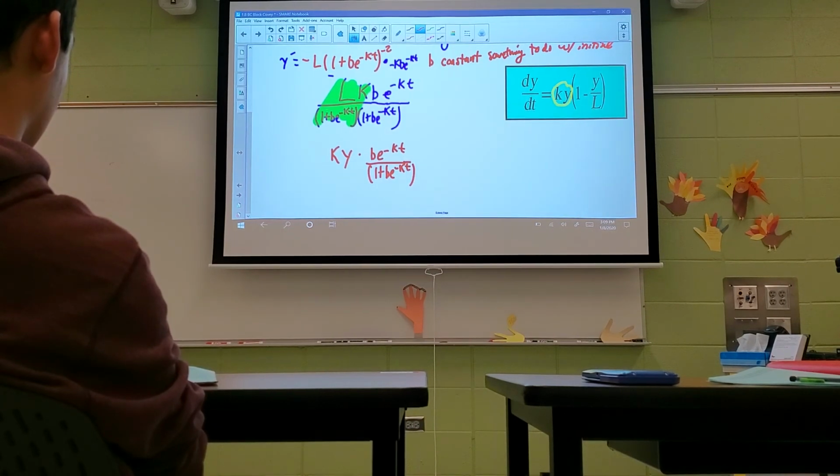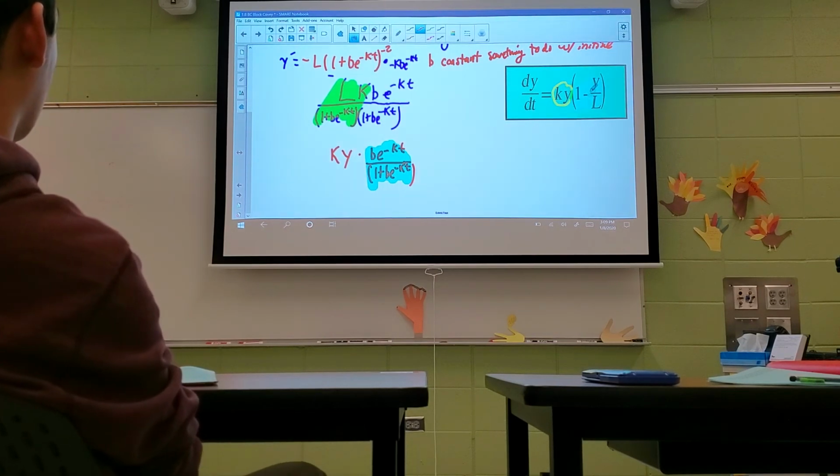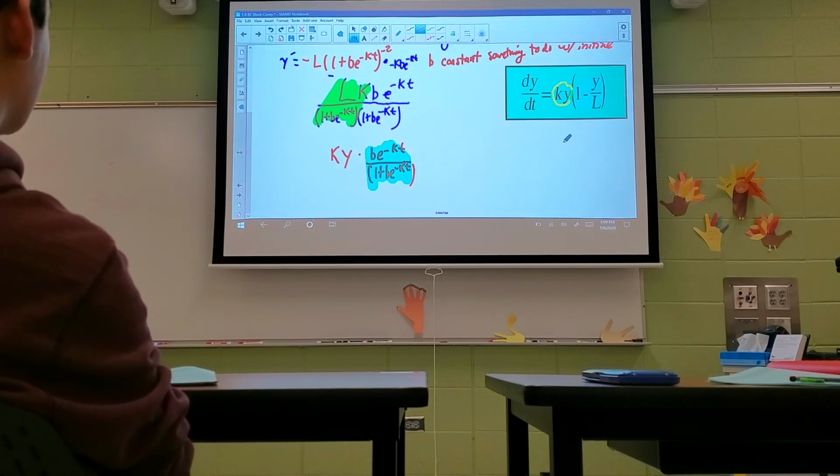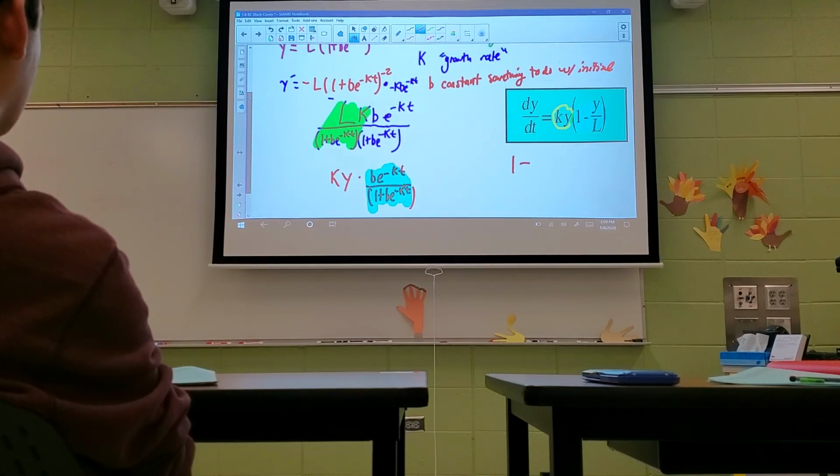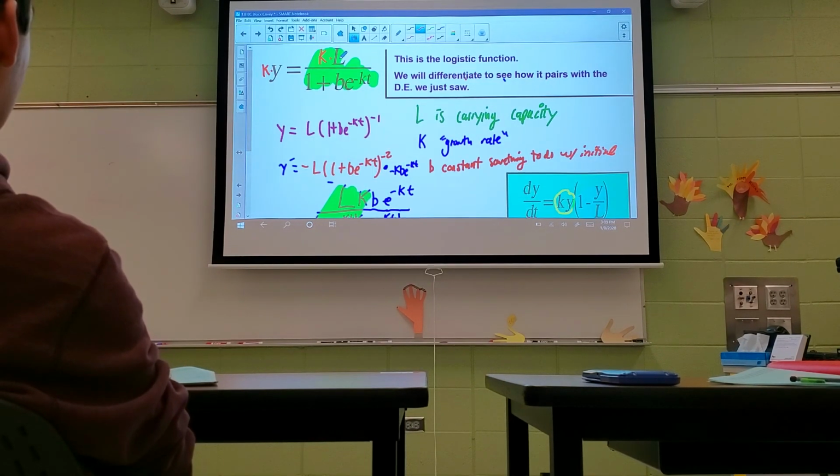With me? So then, last little thing. What's this supposed to be then? 1 over 1 minus... Okay. I'm going to take this and simplify it and show that you get the blue thing. Ready? 1 minus y divided by L. Look at y. If I take y and divide it by L, what happens? Yeah, the L becomes a 1, so I get this.